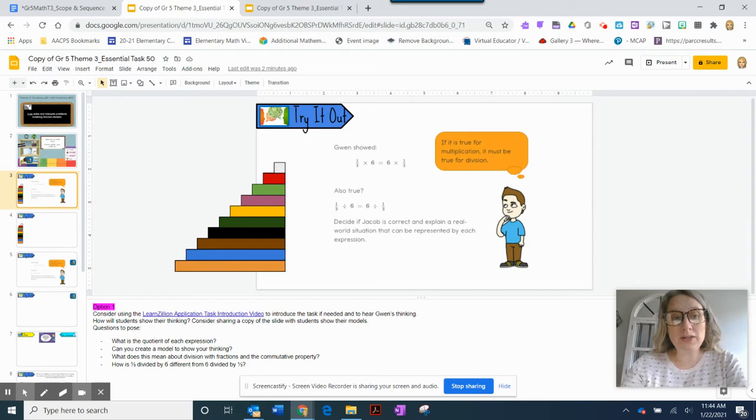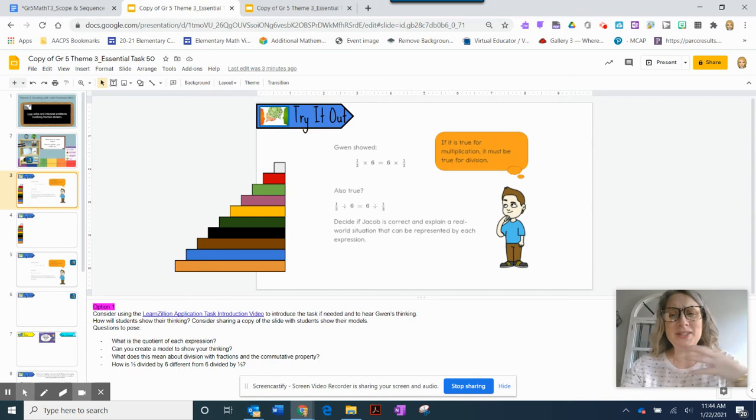You can use this Lawrencillian application task introduction video to introduce this task for students to give a little more background. I highly recommend pausing as you go, or have students solve this multiplication first. So why would someone make this conjecture that 1/3 divided by 6 could be the same as 6 divided by 1/3? Why is that true? And then talk about the quotient of each, how we could model that, how we could show our thinking.